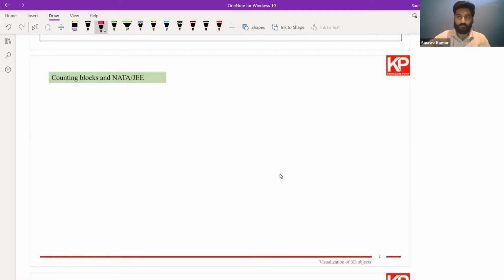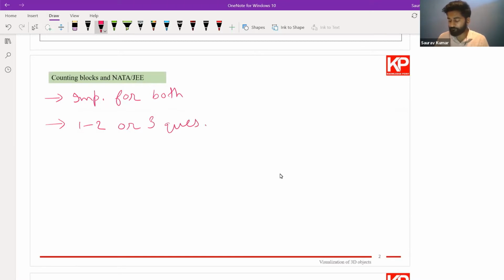Again, this topic, in which you need to count the blocks in any given 3D composition, is also important from your NATA perspective. It is actually important for both the exams. The reason being, this is a subtopic from the visualization part. From this subtopic, you can expect 1 to 2 or even 3 questions on an average in each exam. So this weightage makes it important from the exam point of view.